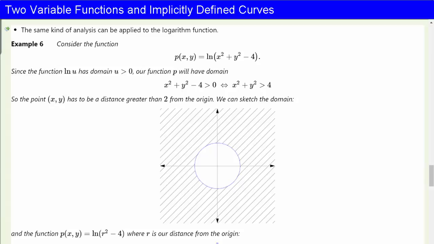Since the function log u has domain u positive, our function p will have domain x squared plus y squared minus 4 positive, which is the same as saying that x squared plus y squared has to exceed 4. And this just says that the point with coordinates x, y has to be a distance greater than 2 from the origin, so we can sketch the domain.